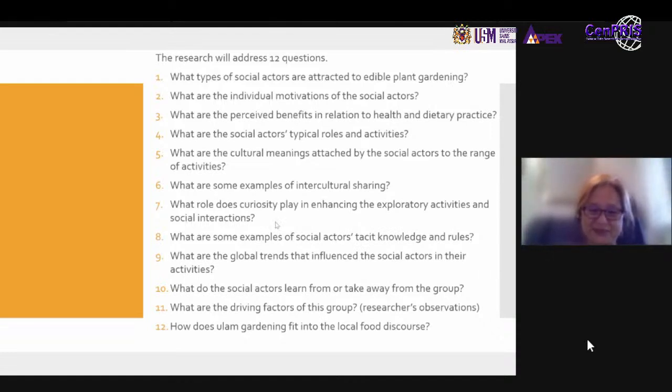And then what are some examples of the social actors' tacit knowledge and rules? And then what are the global trends that influence the social actors in the activities? What do the social actors learn or take away from the group? What are the driving factors? So one is what the social actors say, and then I also have to add my own observations, and then how does it fit into the local food discourse?